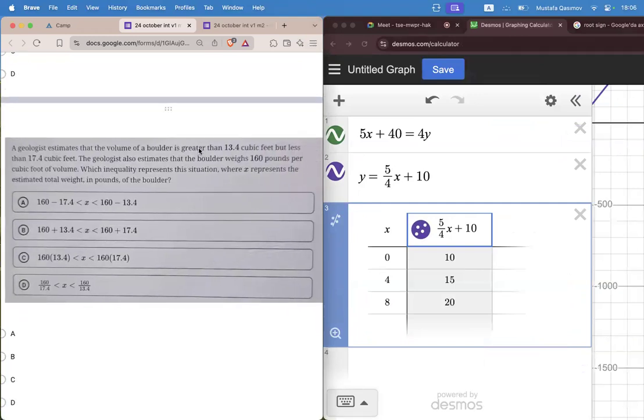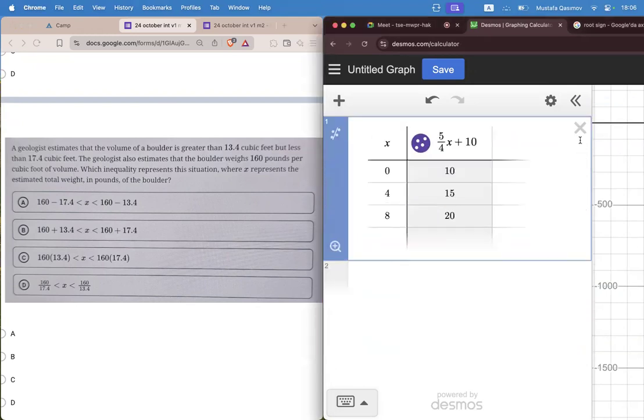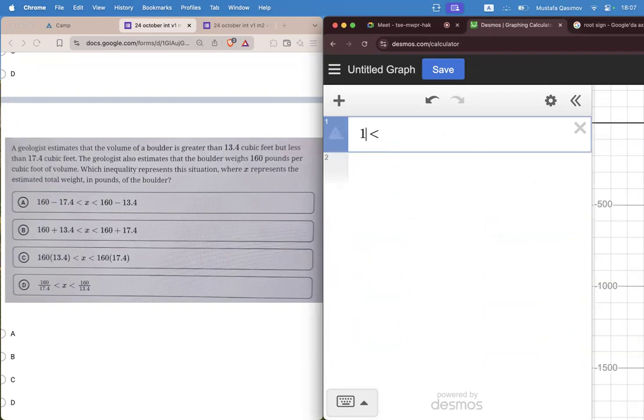6. A geologist estimates that the volume of the boulder is greater than 13.4 and less than 17.4. And it says that we have a 160. It is a boulder, so we have to probably add it here. So the answer is like that. So the answer is B.